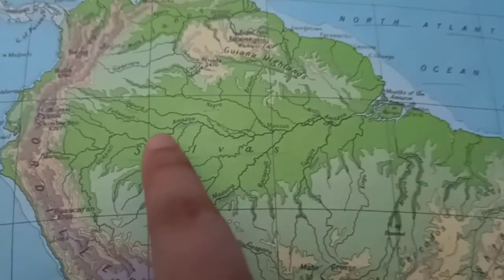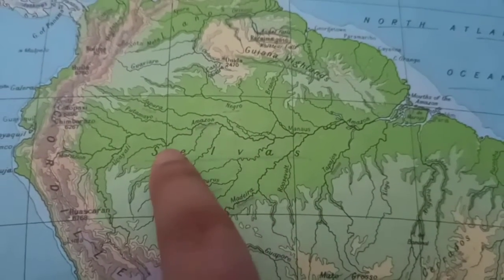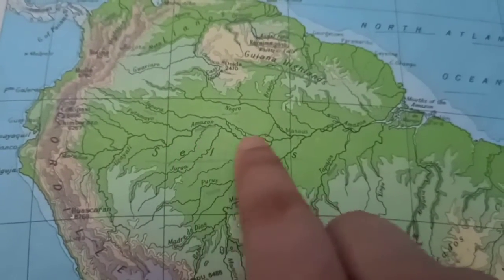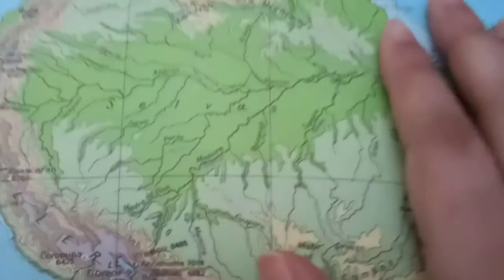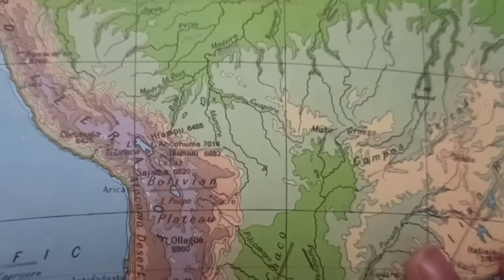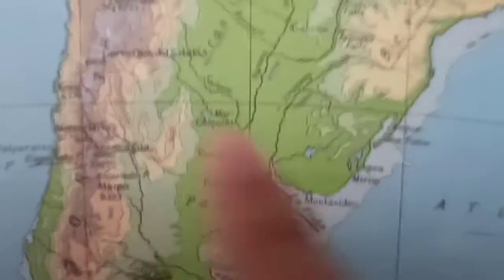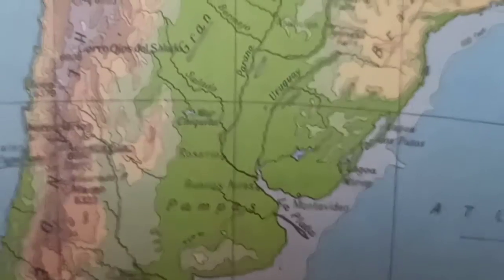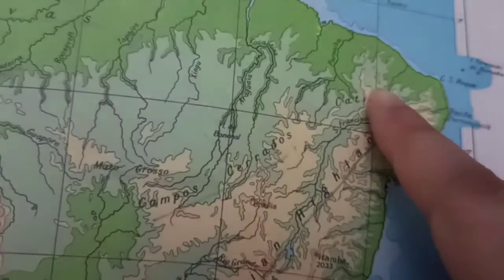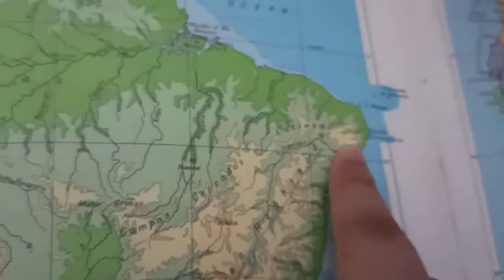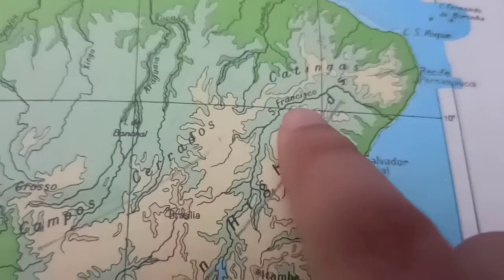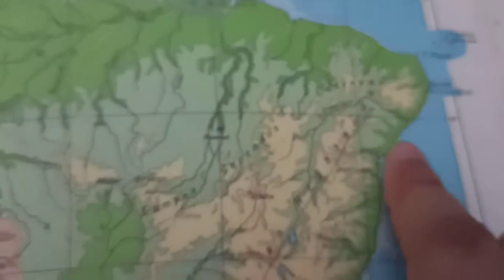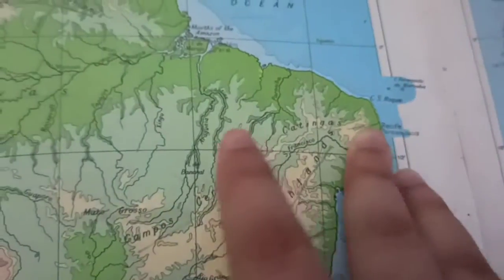Then we have the Amazon river. You can see over here it is passing through the northern central portion of South America, and it is draining again into the Atlantic Ocean. Then we have the La Plata river, and the next one is the São Francisco. In the extreme eastern section of South America, the São Francisco river is present, and it is also draining into the Atlantic Ocean.